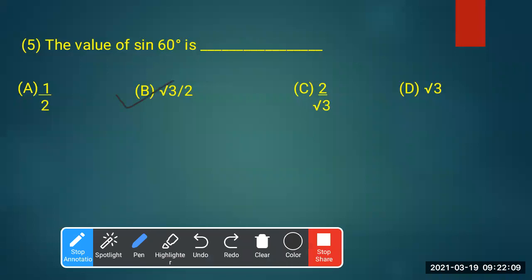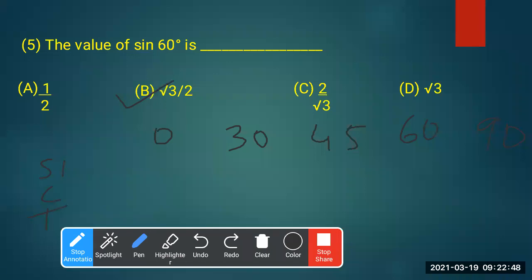So the correct option is B. Now if you are getting confused about how to remember, just follow one trick: on top you only have to remember the order. That much you have to do, students. On top it was 0, 30, 45, 60 and 90. This order you have to remember, and the order here: sine, cos and tan.